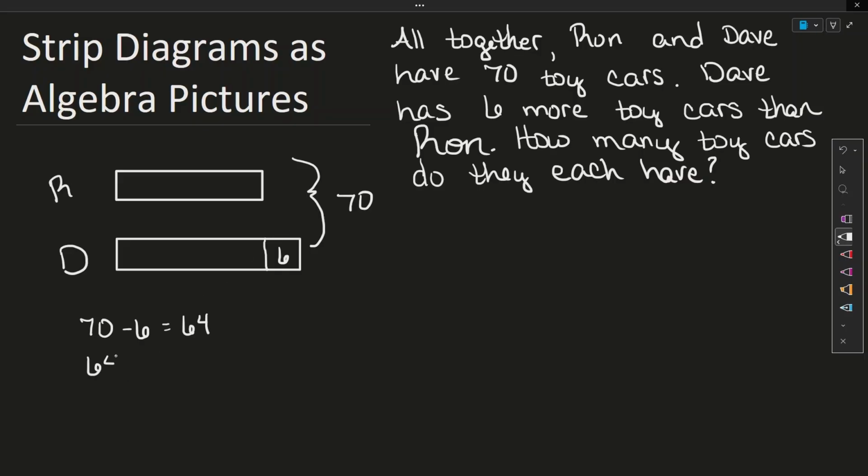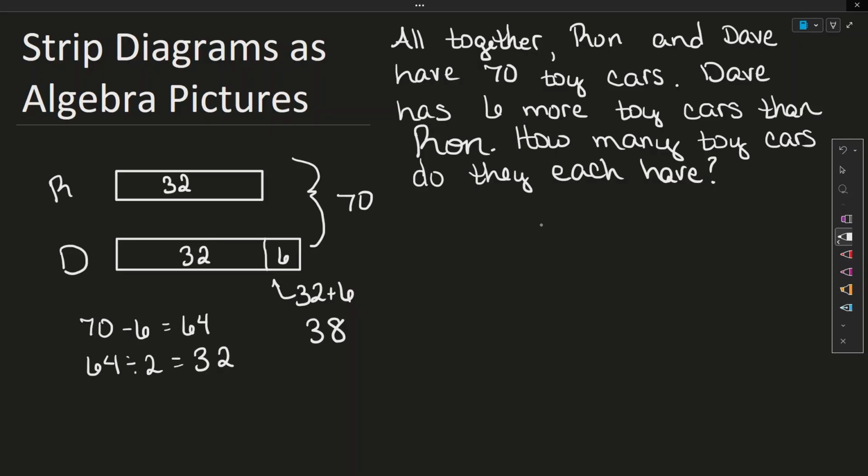We can divide 64 by 2 to get 32. So Ron has 32 toy cars, and Dave has 32 plus 6, or 38 toy cars. And we can check. 32 plus 38 is in fact 70. This works.